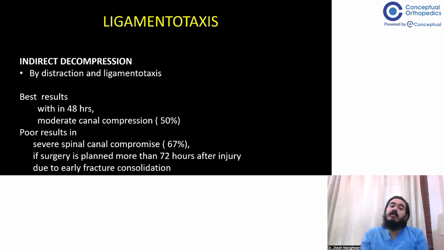The best results are there whenever it is done within 48 hours and whenever there is moderate canal compression, only around 50%. If the canal compression is more than 67%, and if the surgery is planned more than 72 hours after the injury, or the fracture has started to consolidate, these are not the cases wherein indirect decompression is going to work. So early fractures that are reported with only moderate compression are the best ones to treat via this technique.